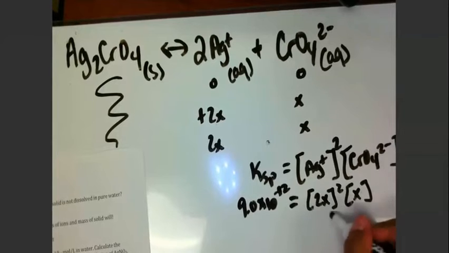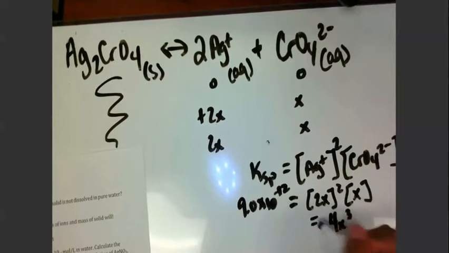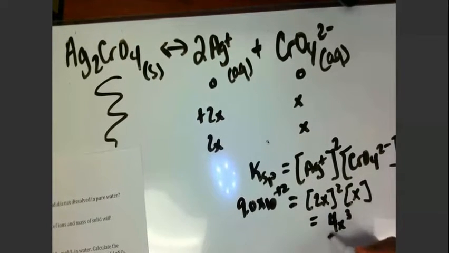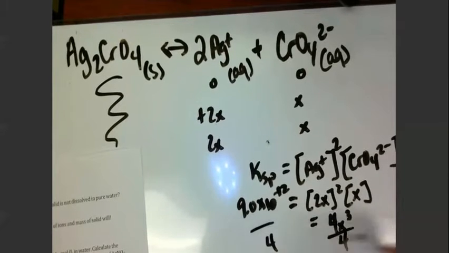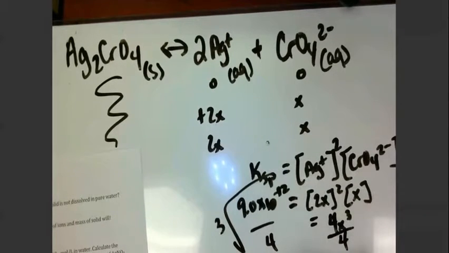So we end up with 4x cubed equal to that value, then you divide by 4 and take the cube root to find x. When you do all of that math, the x value ends up being 1.3 times 10 to the negative fourth molar. They gave that to us, and you could do the work because you know how to do it, but they told us this part.